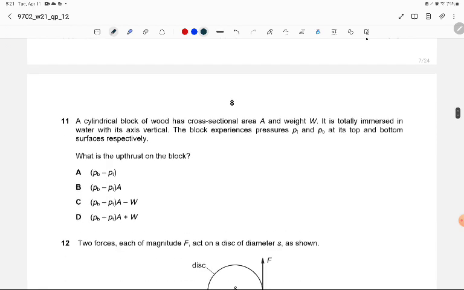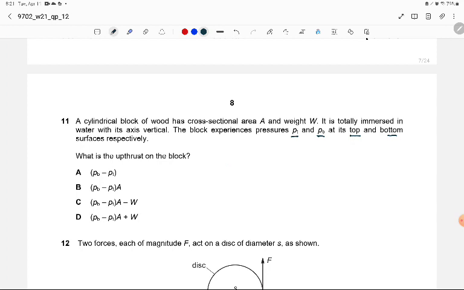Anyways, a cylindrical block of wood has cross-sectional area A and weight W. It is totally immersed in water with its axis vertical. The block experiences pressure PT, which should be pressure at the top, and PB, at the top and bottom surface respectively. What is the upthrust on the block?